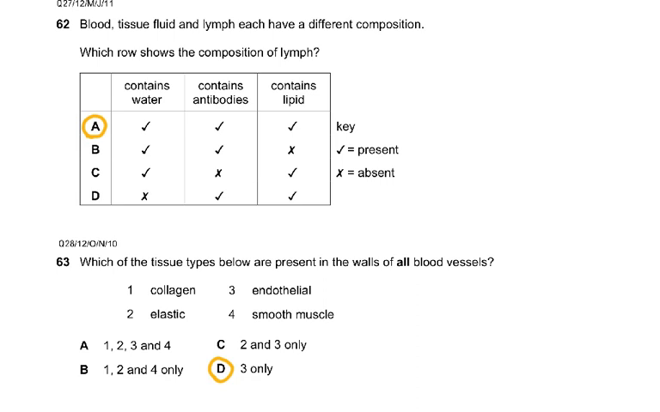Question 62. Blood, tissue fluid and lymph each have a different composition. Which row shows the composition of lymph? It contains water, it contains antibodies, and it contains a lot of lipids. Lacteals join to form the lymphatics.